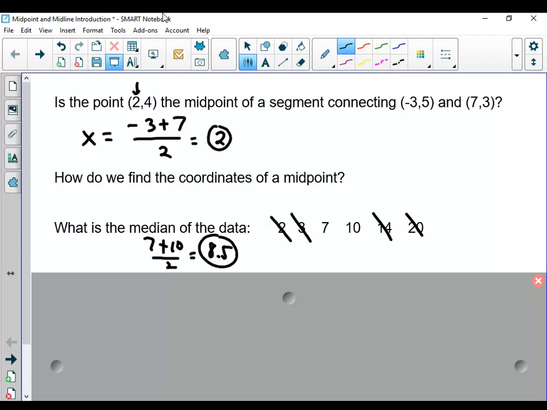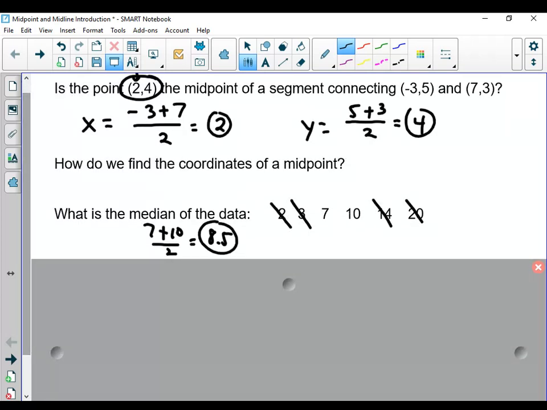So far, so good. Then I go to the y values, add them together, and then divide by 2. So in this case, 8 divided by 2 is 4. And so in answering their question, yeah, that was the midpoint. Because if I add the two x's together and divide by 2, that gets me the x coordinate. If I add the two y's together and divide by 2, it gives me the y coordinate. And that's how we're going to find the midpoint if I know the two endpoints.